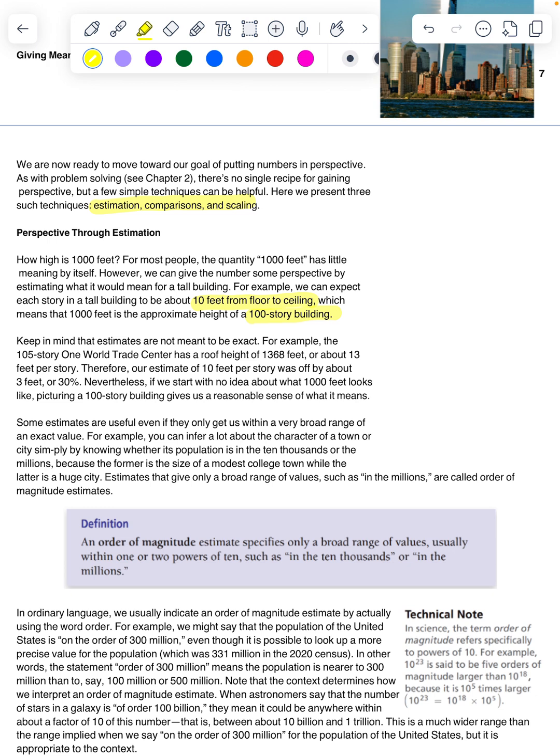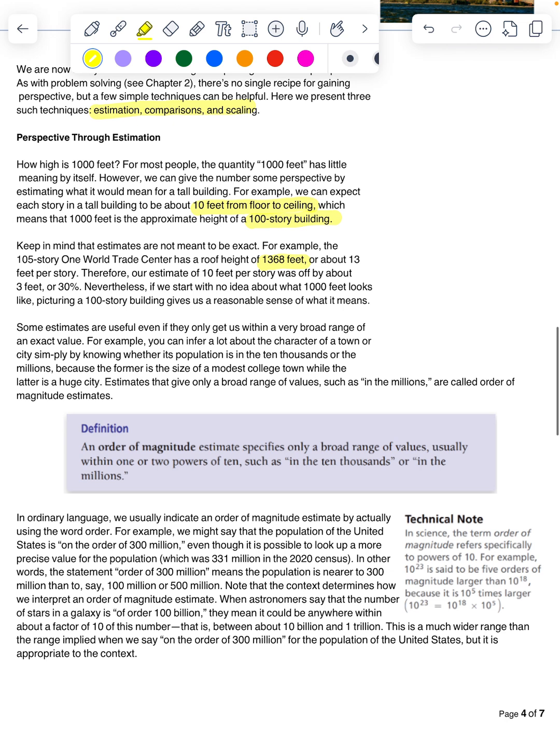So the 105-story World Trade Center has a roof height of 1,368 feet. So it has about 13 feet per story. So our estimate was off by about 30% for the World Trade Center, but it's still reasonable for us to think about a 100-story building when we think about 1,000 feet. So estimations are useful even if they're not exact, and they give us a broad range of the exact value.